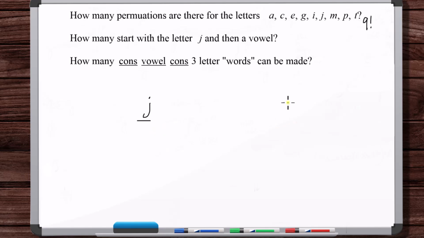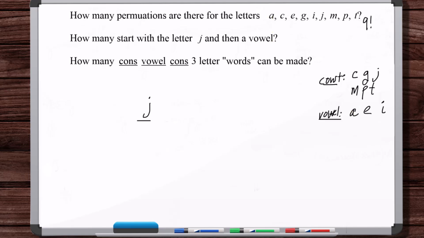Okay, interesting. So the consonants are what? You have C, you have G, you have J, M, P, T. And then the vowels, you've got A, E, I. So that's 1, 2, 3, 4, 5, 6, 7, 8, 9.